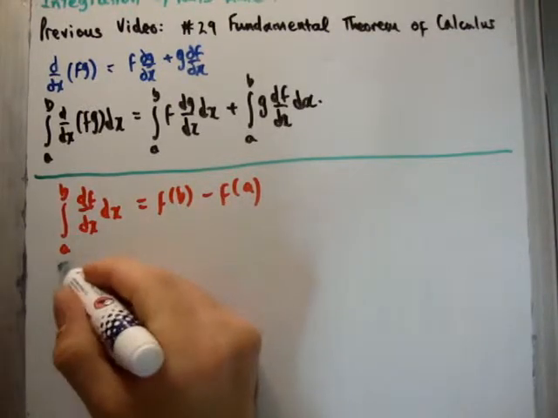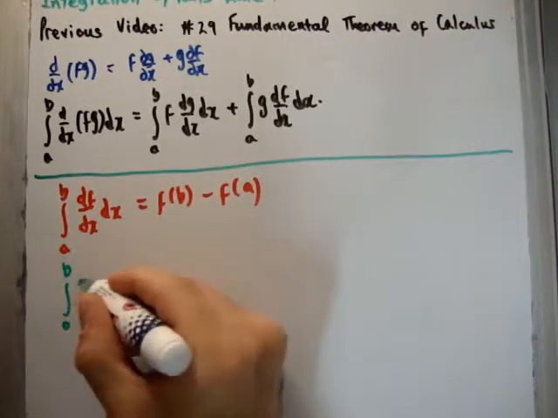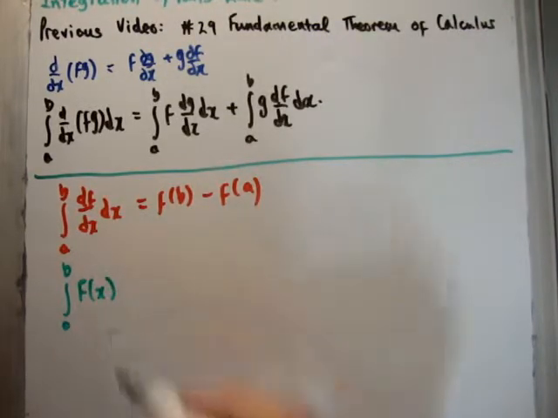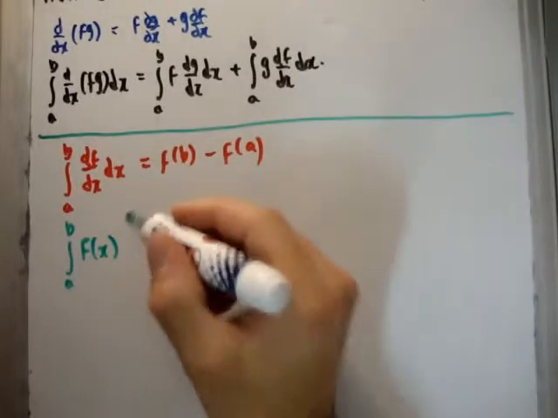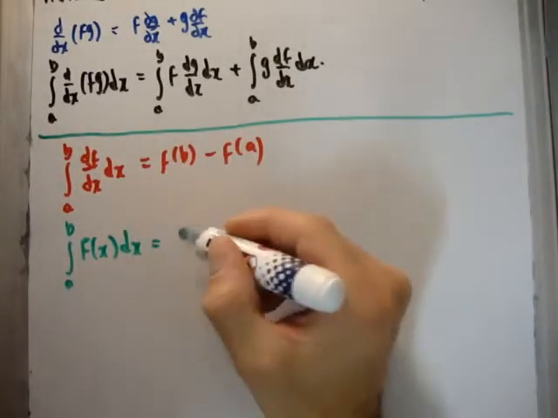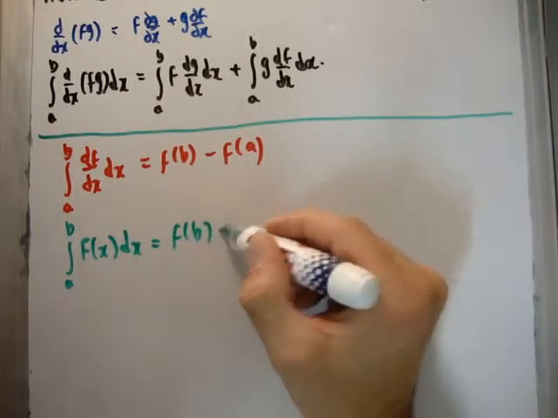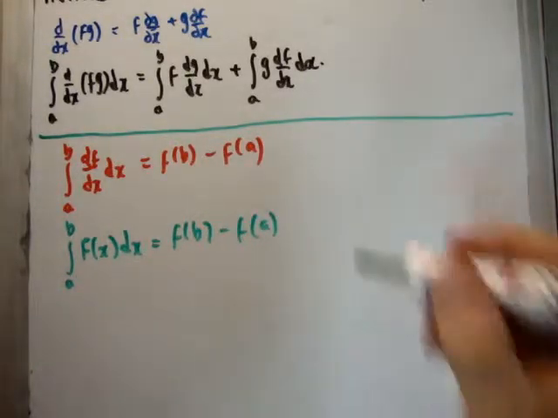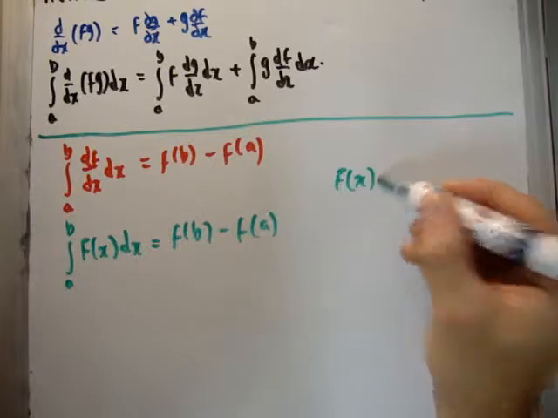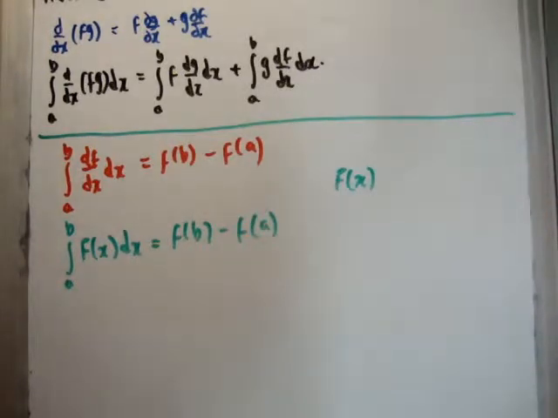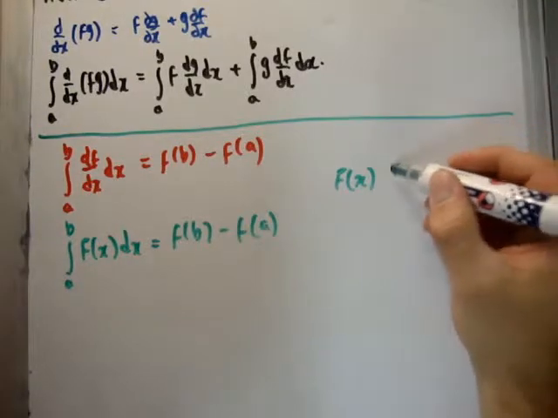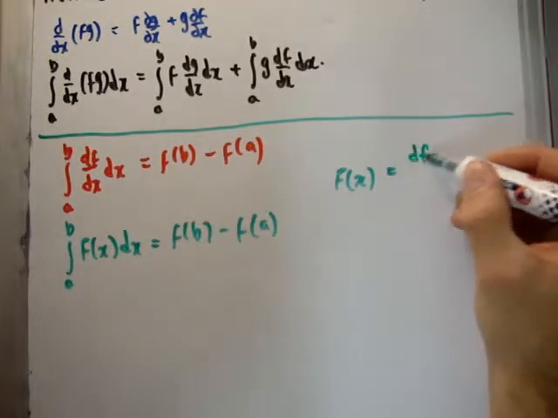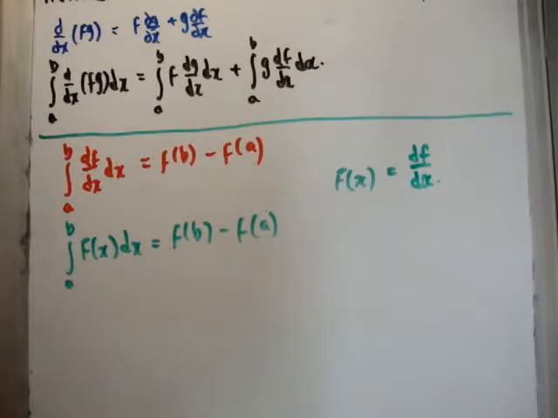Another way of writing this is, if we write another function, let's say capital F of x, and we integrate it dx, that's going to be small f of b minus small f of a. So the point here is, in order to integrate the function capital F of x, what we need to do is think up another function whose derivative is capital F of x. So we think of small f, and we plug it in like that.